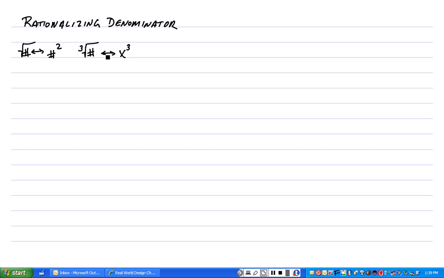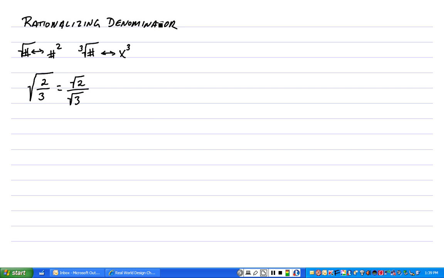Now, if you're presented with a situation in which you have something like the square root of 2/3, so this whole fraction is under the square root sign, this really is like saying the square root of 2 over the square root of 3. I just took the numerator and the denominator and put them under the common sign, which is the square root sign, the common radical.